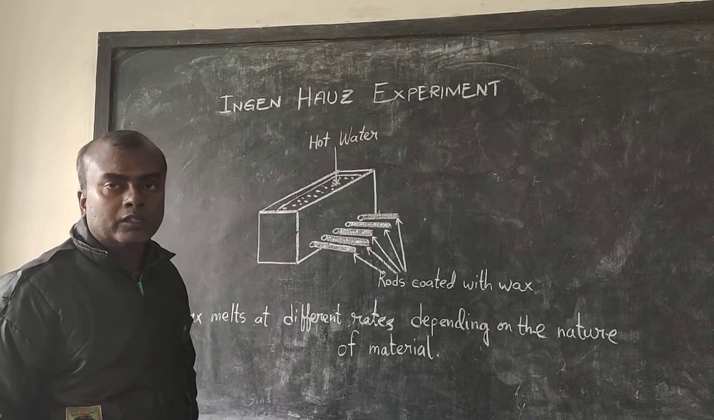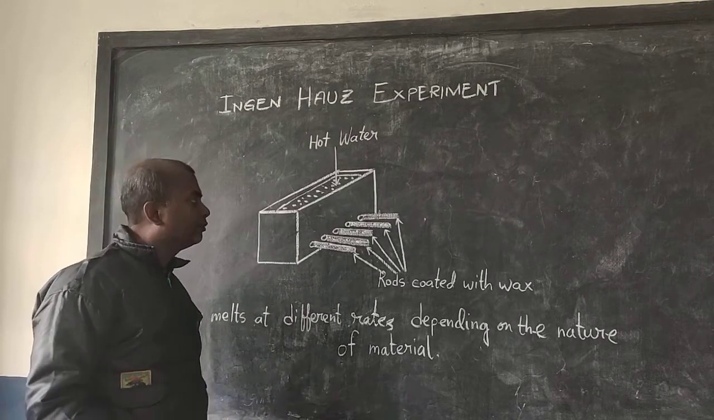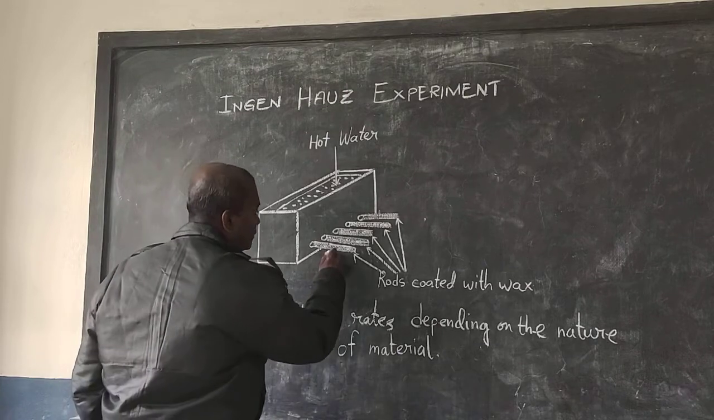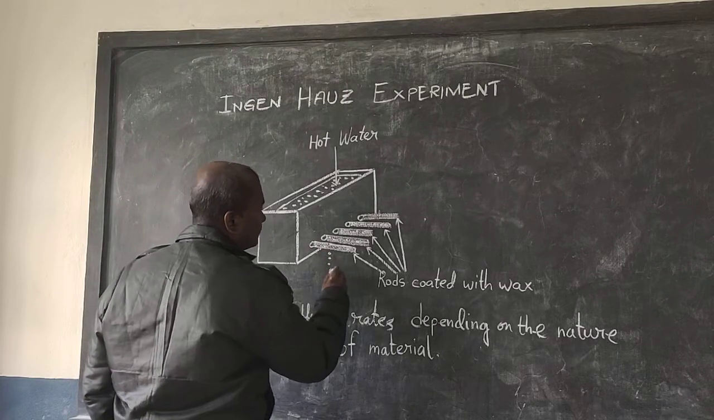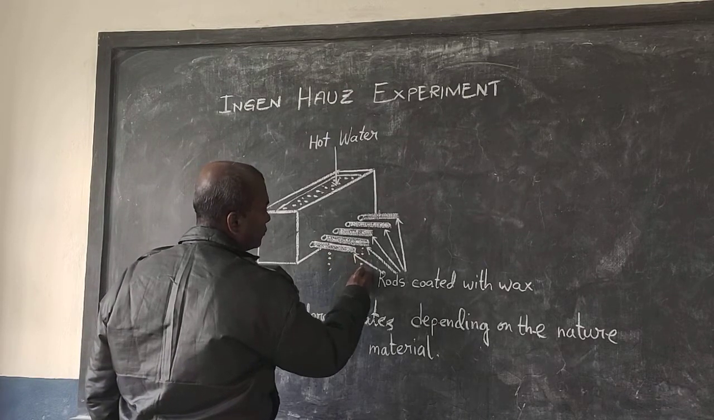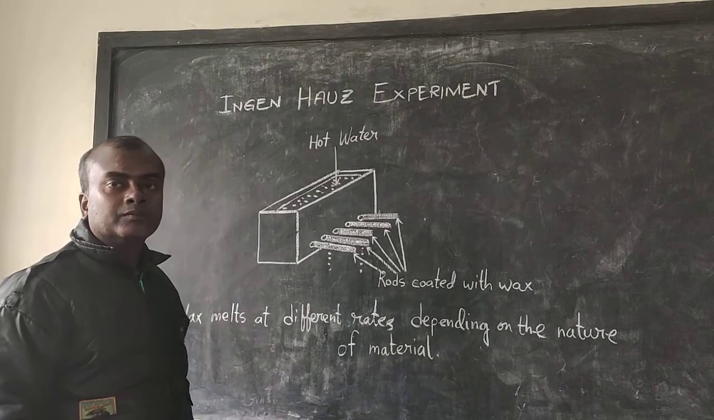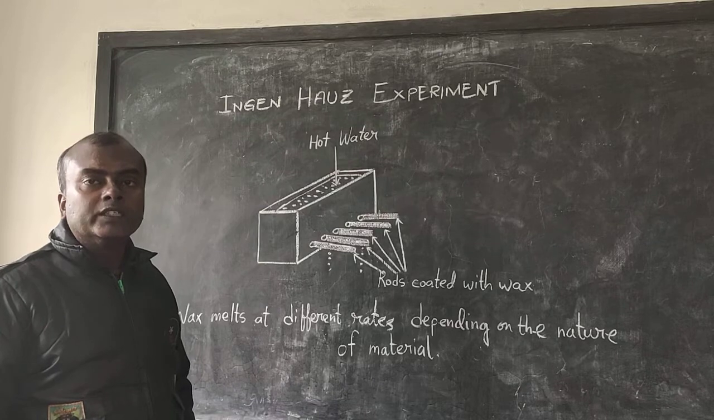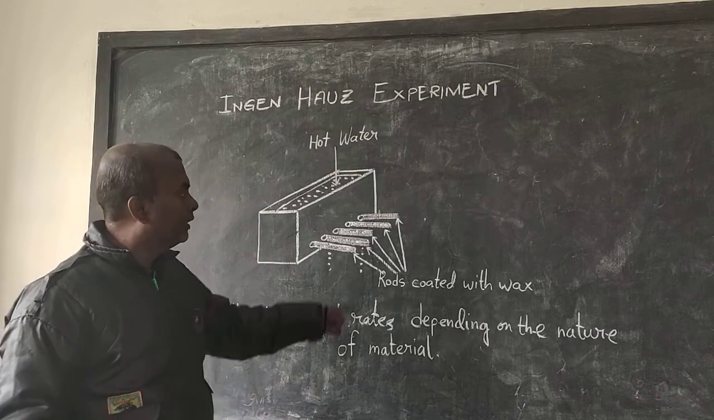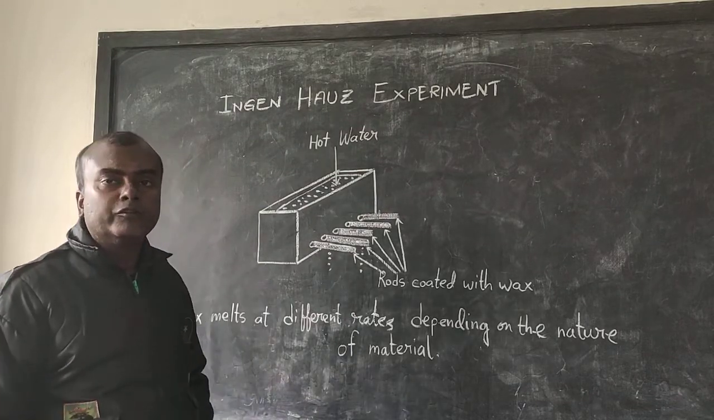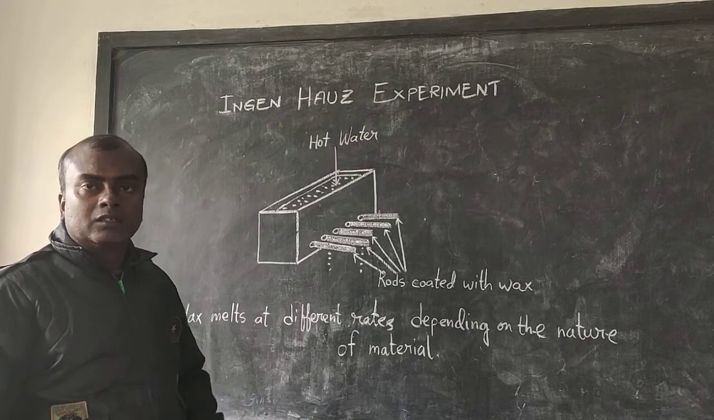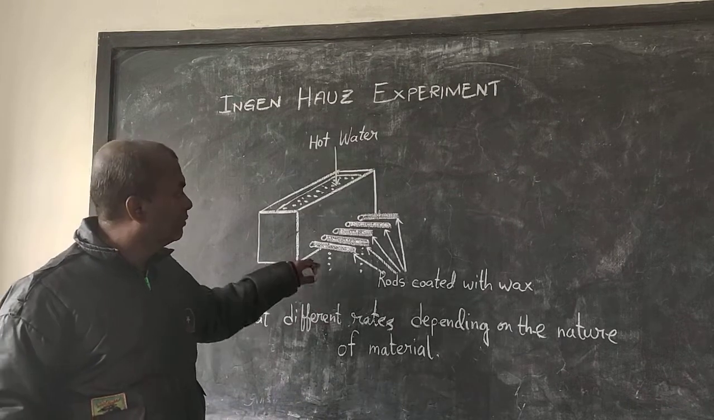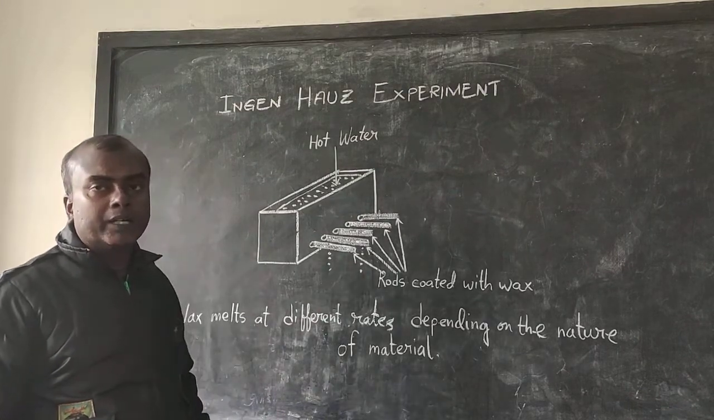So when the rods get heated, what will happen to the wax? The wax will start to melt and fall. From all of these rods, the wax will start to melt. So when the wax starts to melt, you observe which metal rod is the one from where the wax starts melting first, or the wax totally melts. There will be not same rate of melting.